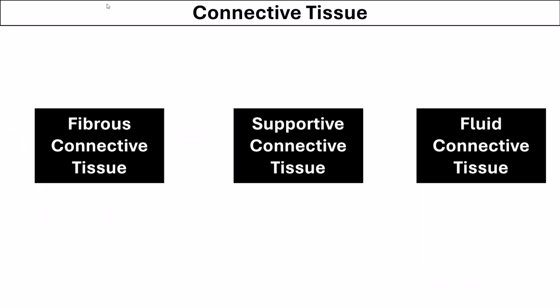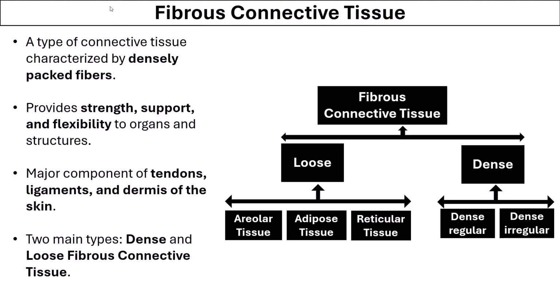Based on their structure and function, connective tissues are mainly of three types: fibrous connective tissue, supportive connective tissue, and fluid connective tissue. The fibrous connective tissue is characterized by the presence of dense fibers. So that's why it has that name. They provide strength, support, and flexibility to internal organs and structures. This class of tissue mainly includes tendons, ligaments, and the dermis in our skin.